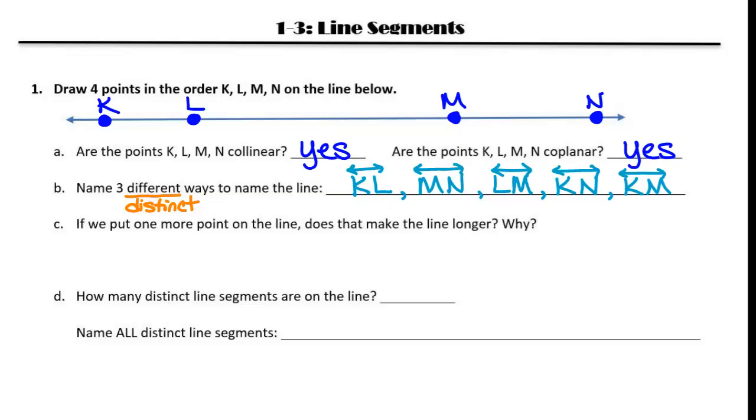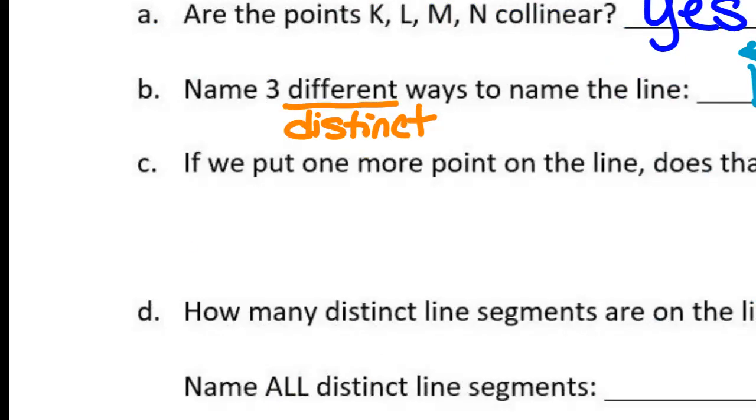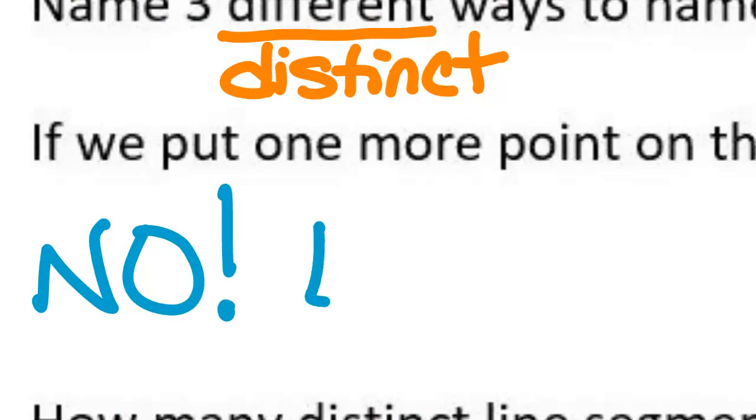If we put 1 more point on the line, if I put a point over here, would that make my line longer? No, why not? What do we know about the ends of lines? They go on forever, yes. So we're going to say no. Lines extend forever in both directions.